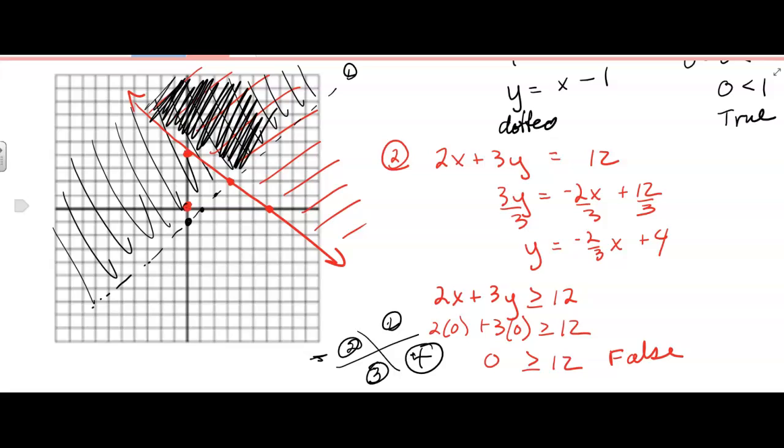Sometimes my students get a highlighter and they use a highlighter to color this in. That's nice, but you don't have to. You can just kind of darken it in with your pencil. Okay, that's the section that works for both inequalities. Okay, all the points in this section here that I've darkened in, all those points work for the top inequality and the bottom inequality. All right.